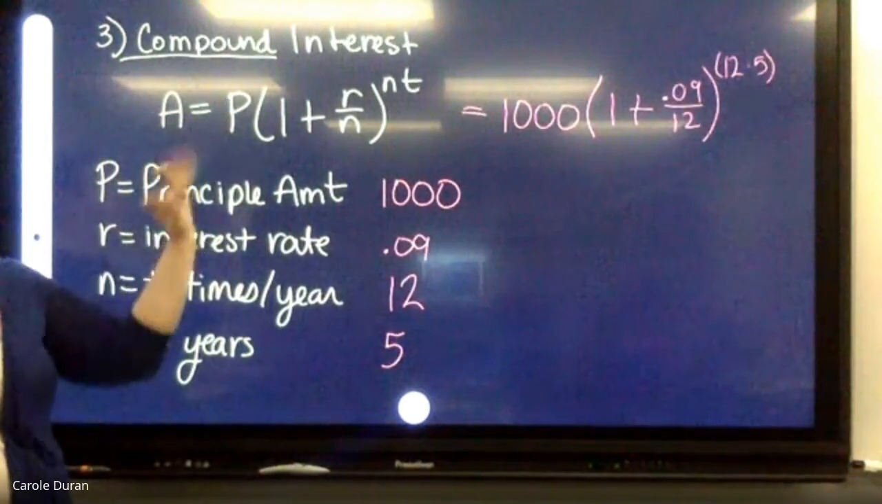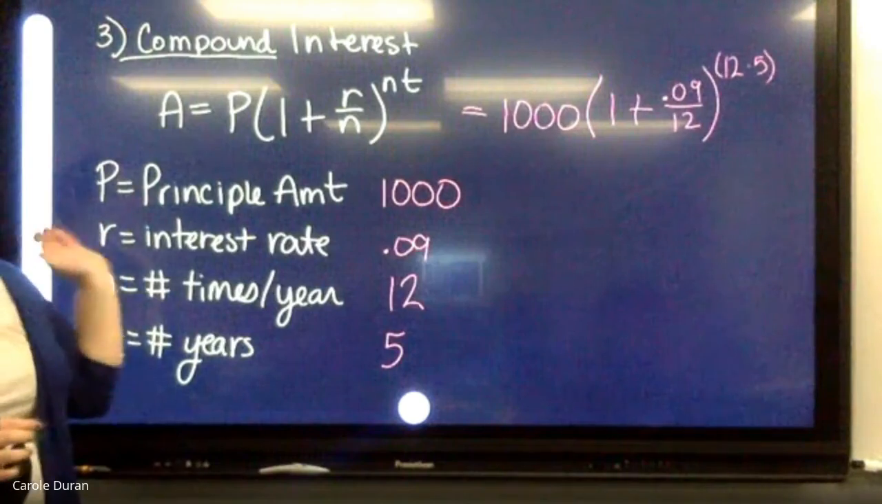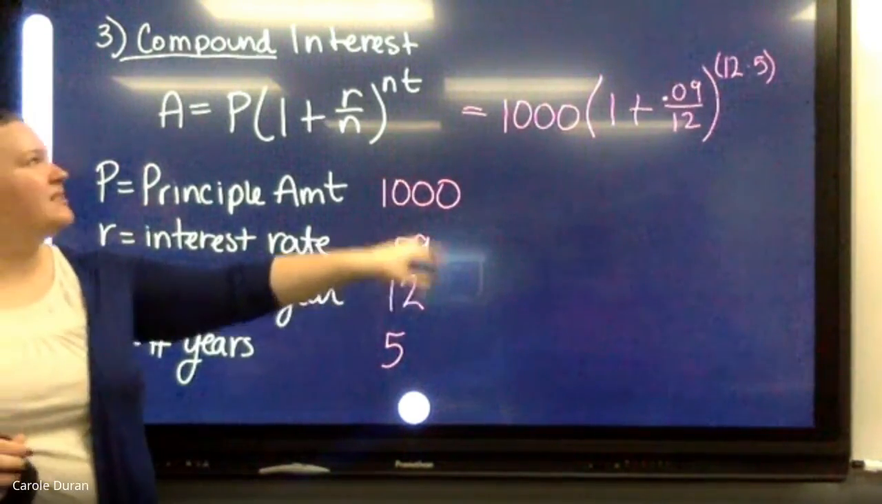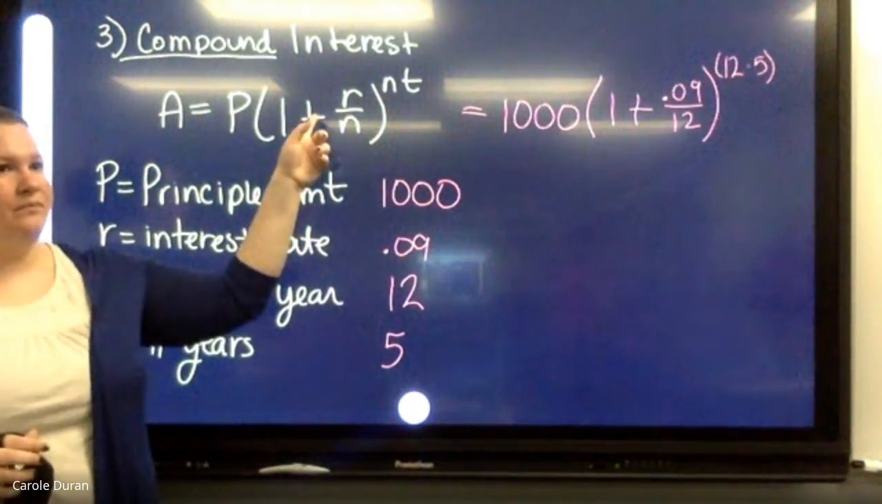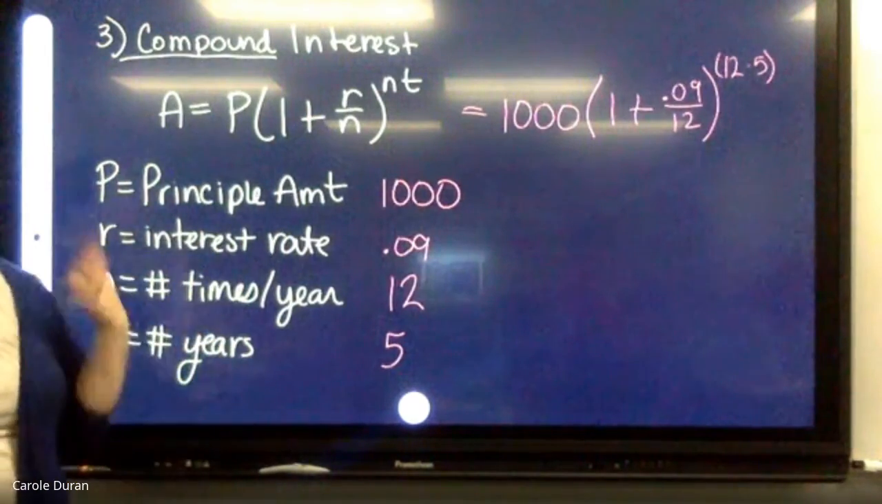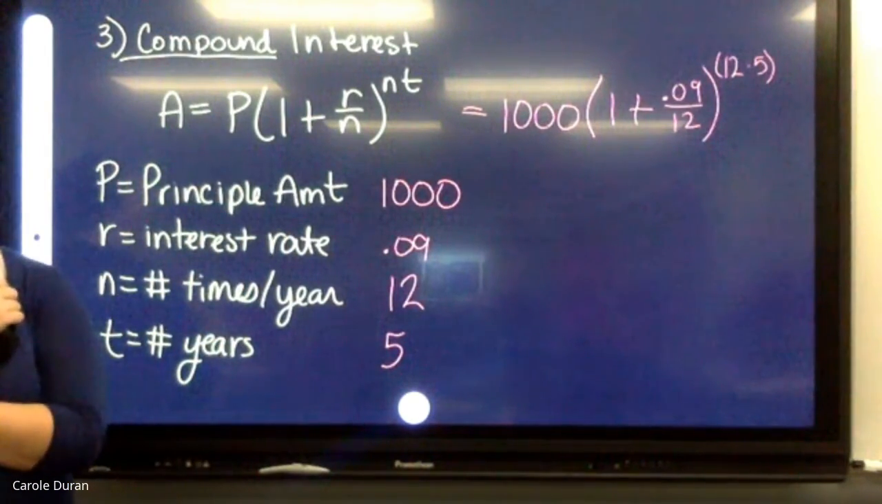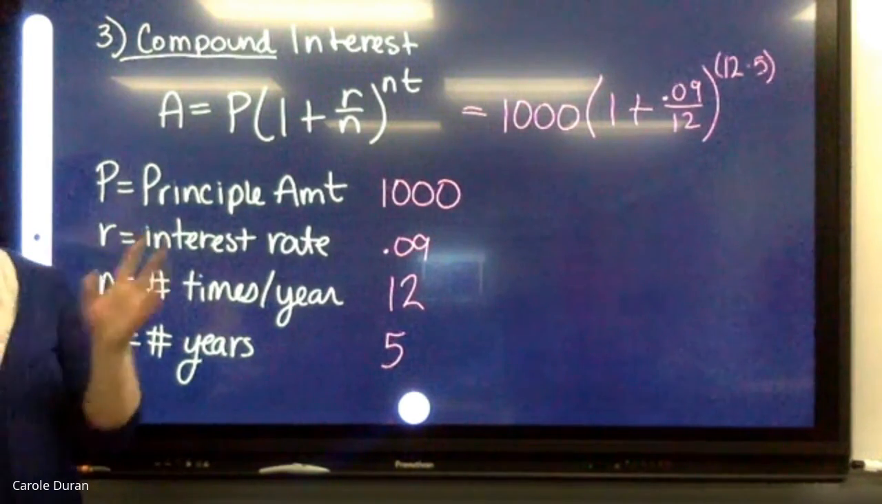We also use it for depreciation. So if I said that it decreased at 9%, this would become a minus. So it works the exact same way, but that's most commonly where it's used, to figure out which account or investment is the best for you.